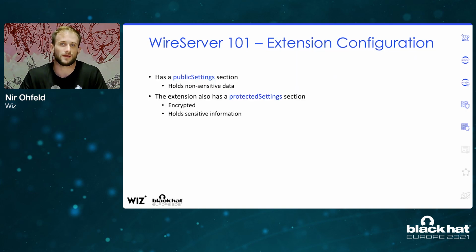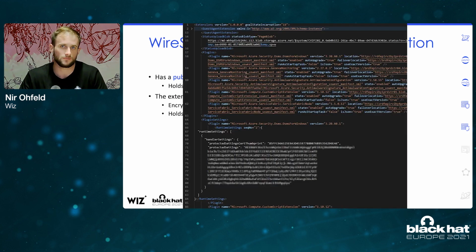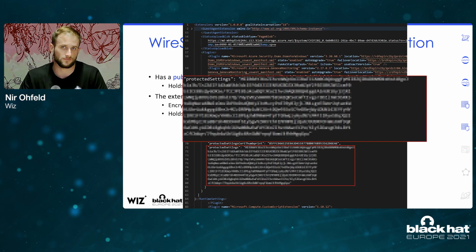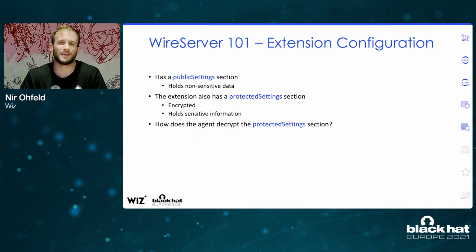Now, with that in mind, let's examine the Jupyter Notebook extensions. Remember that although we are running inside of a Linux environment, the extension information we are pulling from the WireServer is of the host Windows virtual machine. And here you can see that our host virtual machine has the DSMS for Windows extension, which also has a protected settings section. And as I stated before, the protected settings are encrypted, and we suspect it might contain some sensitive information. So we decided to try and decrypt it. Let's see how the agent itself decrypts the protected settings section.